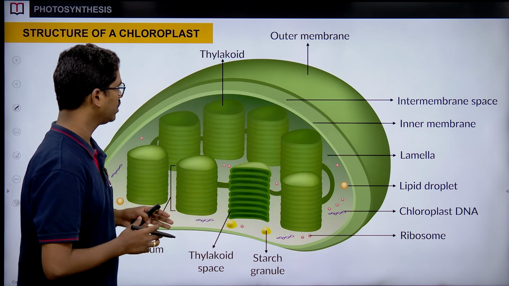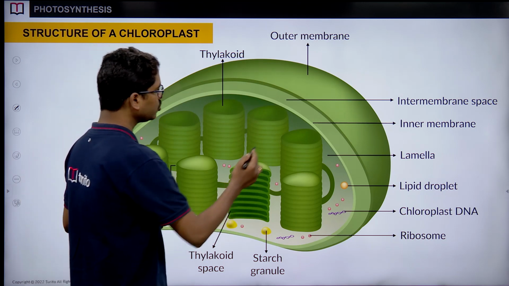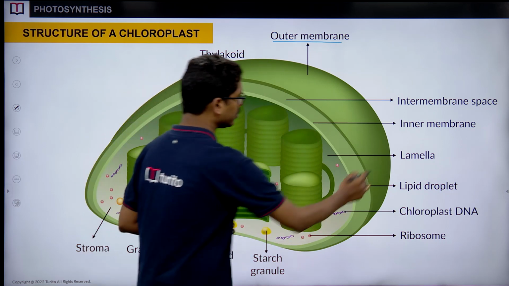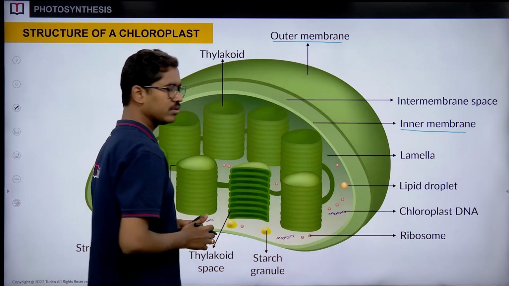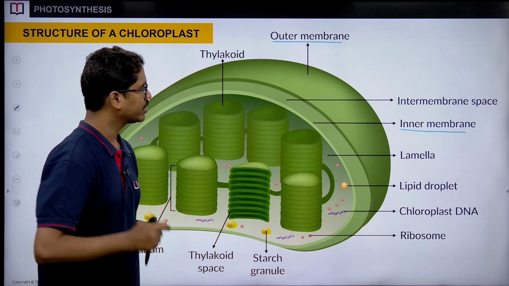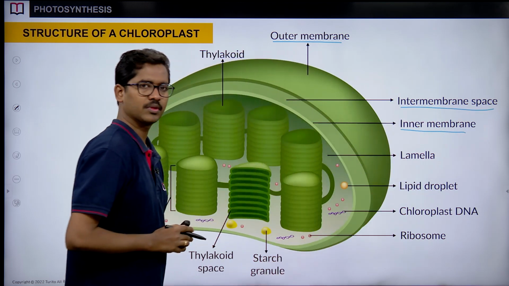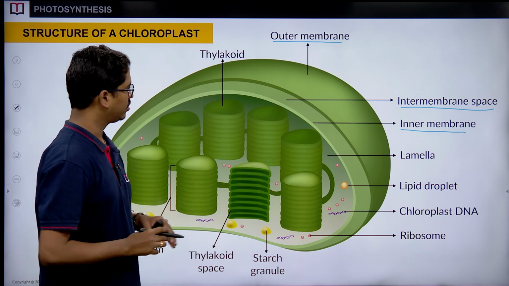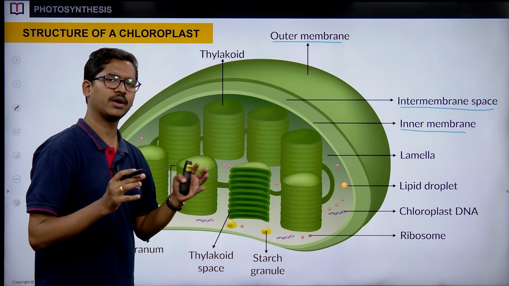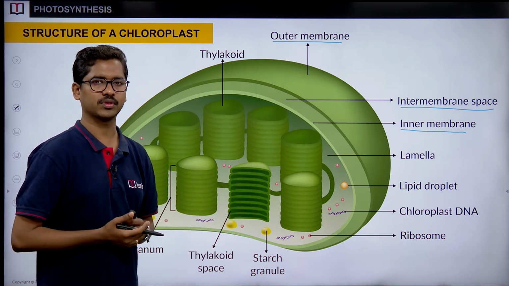So, here you see there is a big structure on the screen. It has two membranes, one is the outer membrane and the other is the inner membrane. These two membranes have a specific gap. That gap is known as the intermembrane space. This is the structure inside which the light trapping pigments that we have learnt about would be trapping the light and performing the process of photosynthesis.